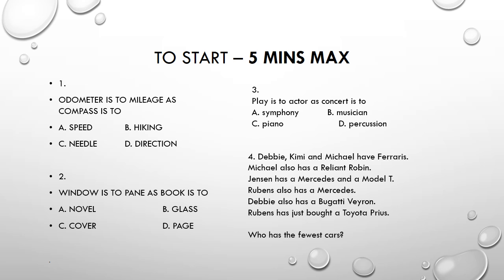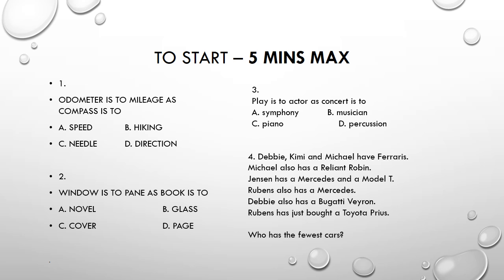This is, again, about logic. It's about reasoning. What do words actually mean based on the information we've got in front of us? So Debbie, Kimmy and Michael have got Ferraris. That's one each. Michael also has a Reliant Robin. There's another one for Michael. Jensen has a Mercedes and a Model T. So that's two for Jensen. Rubens has a Mercedes. And then if you look at the last line, Rubens bought a Toyota Prius, so there's two for Rubens. And then Debbie has a Bugatti Veyron. We've already seen that Debbie in the first line has a Ferrari, so two supercars there for Debbie.